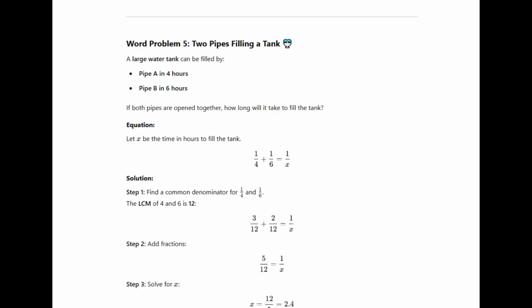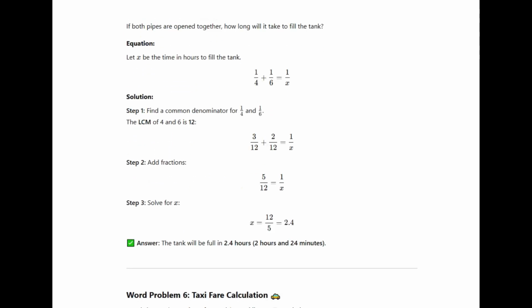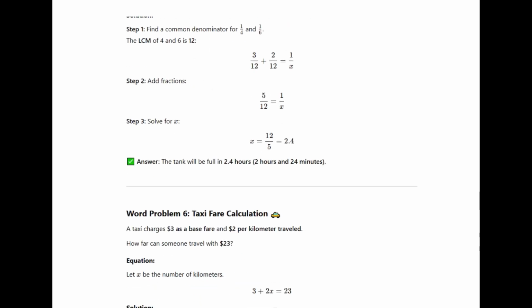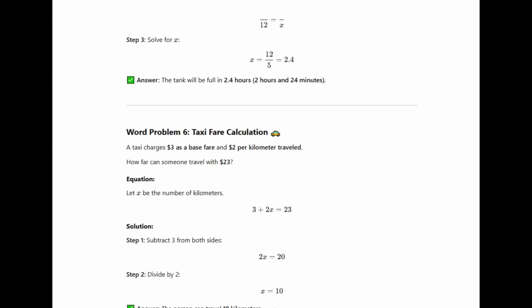Solution. Step 1. Find a common denominator for 1/4 and 1/6. The LCM of 4 and 6 is 12. 3/12 plus 2/12 equals 1/x. Step 2. Add fractions. 5/12 equals 1/x. Step 3. Solve for x. x equals 12/5 equals 2.4. Answer: the tank will be full in 2.4 hours, or 2 hours and 24 minutes.